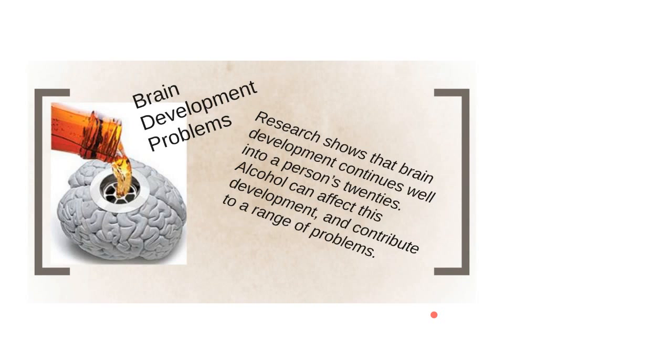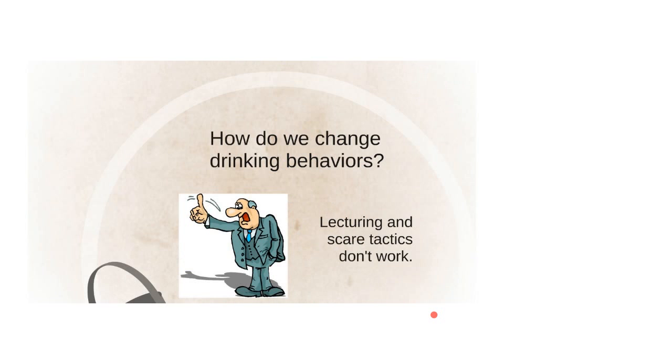The other research that I came across shows that brain development continues well into a person's 20s. And so we talked about that emerging adult stage, which is the 18 to 25. And they continue to have a variety of problems, cognitive impairment, particularly poor impulse control, and it's just well established that there's a multitude of problems.